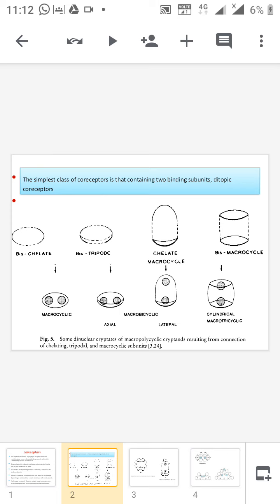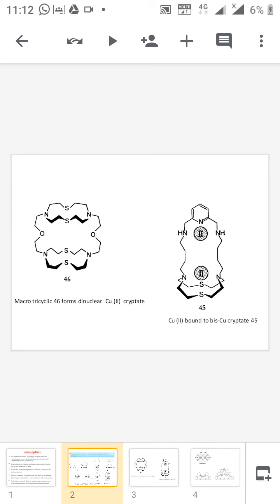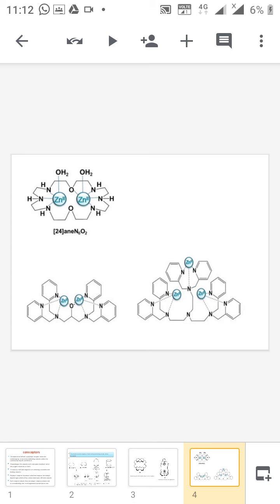are bimolecular coreceptors. And structures 46 and 45 are cryptates which are used for binding the copper 2+ ion, and they are ditopic coreceptors. The first one is the macrotricyclic form, which is a dinuclear Cu2 cryptate, and the second one is also a Cu2 binding site, which is a bis Cu cryptate.